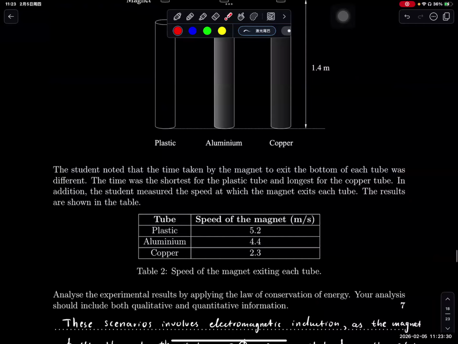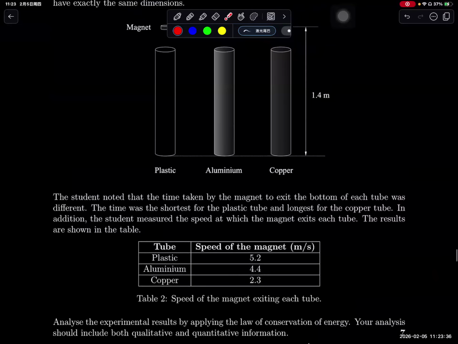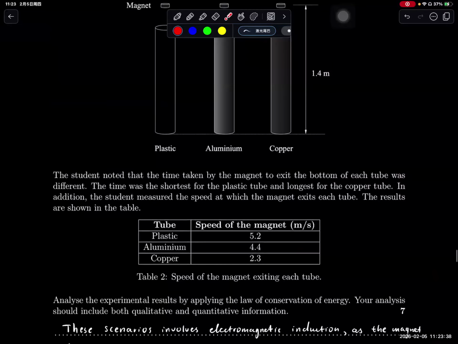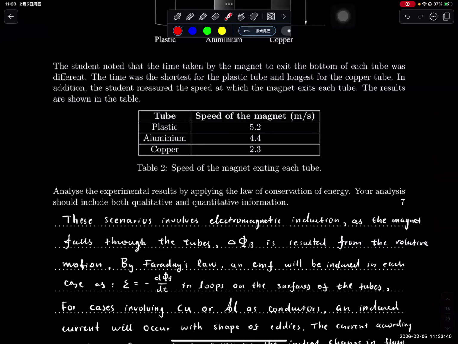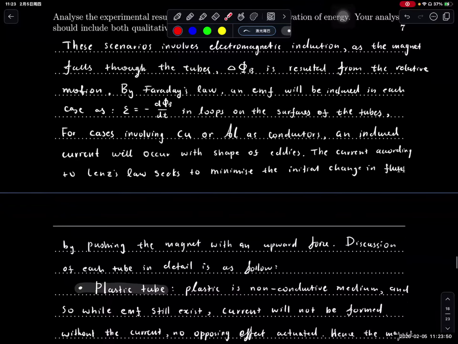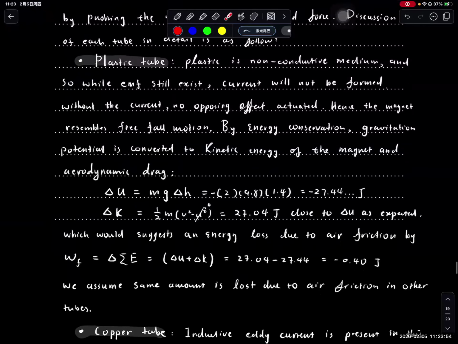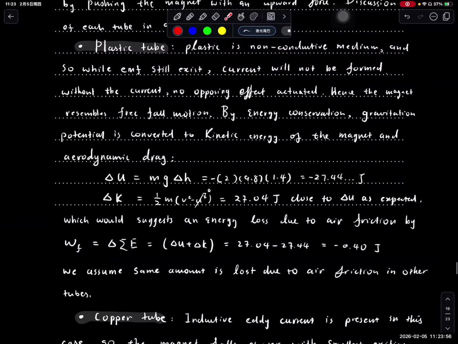The table values are given for the speed of the magnet when it exits the tubes, from which you can calculate the kinetic energies. Okay, so we can analyze this experiment. I know that this experiment uses Faraday's law and Lenz's law extensively, so I put it into an introduction where I define all the laws at the same time. Then I split it into dot points talking about each tube specifically.